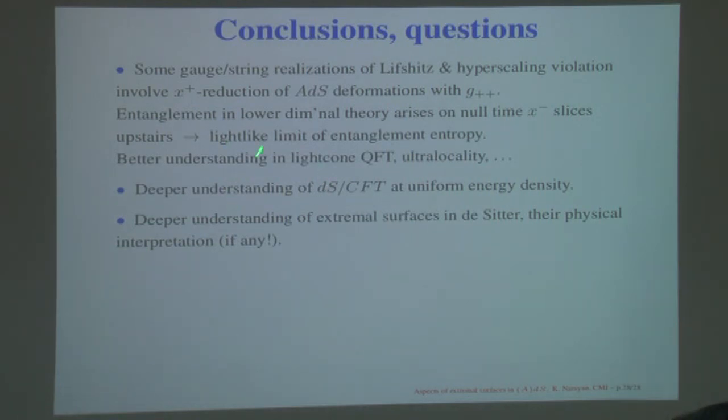So here are a bunch of conclusions. We saw this lightlike limit in some ways arising, that's suggested by these string generalizations of these non-relativistic theories, where entanglement in the low dimensional theory arises on these null time slices. This whole structure that emerges here is reminiscent of ultralocality in light cone field theory. It might be interesting to understand this better and systematize this better in the weak coupling light cone field theory. And here's this whole discussion of extremal surfaces that we've just seen, and I'm curious what that might mean. Thank you.